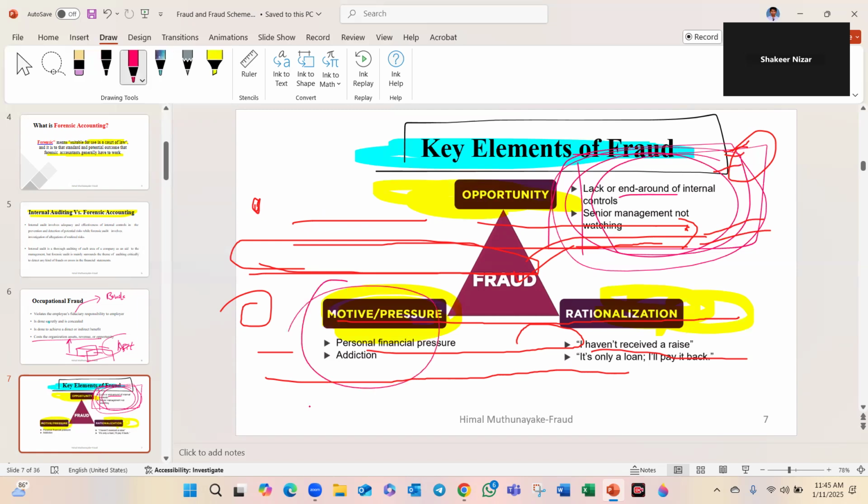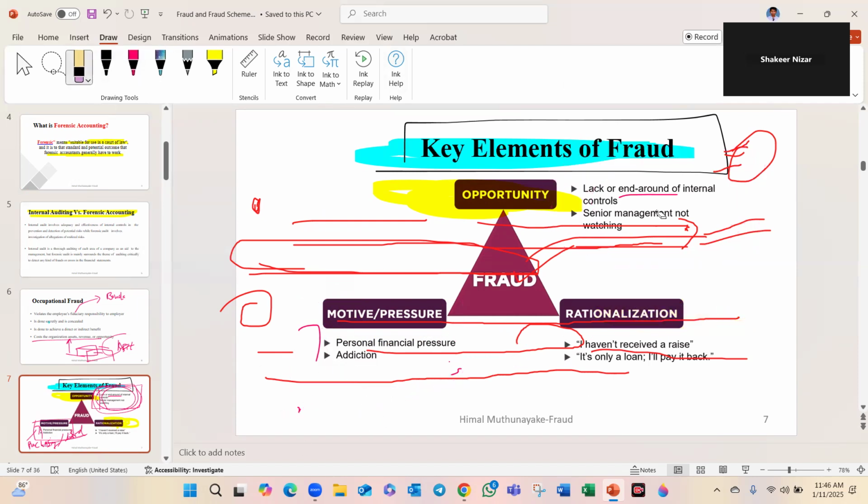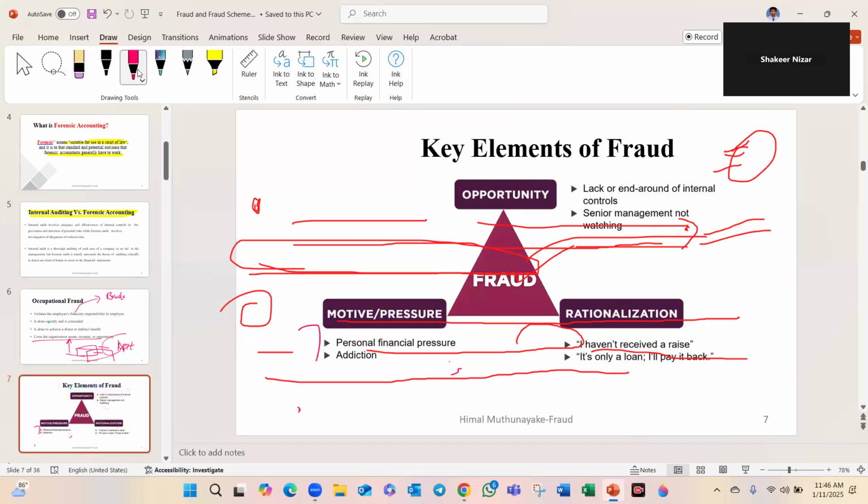You have pressure: financial pressure, addiction. You are addicted to a luxury lifestyle, but let's say suddenly your income is dropping. This happened in the COVID era, when people's purchasing power was declining, diminishing, but they can't change their lifestyle according to their disposable income. In that case, they try to steal or somehow get money, right? That is addiction, right?